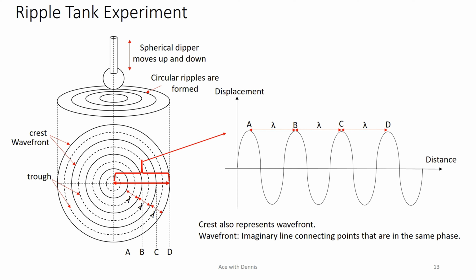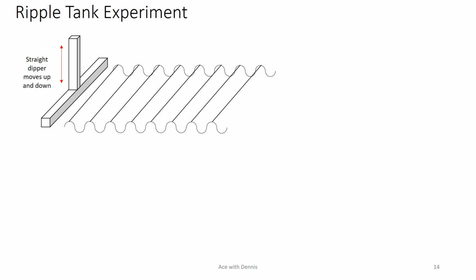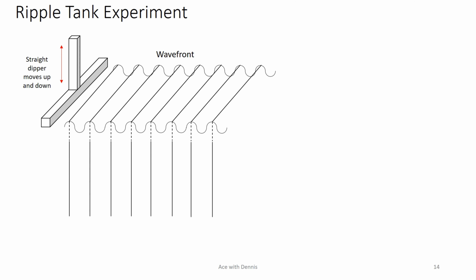What is a wavefront? A wavefront is an imaginary line connecting points that are in the same phase. So if we see this waveform as a three-dimensional shape and observe from the top, these lines are wavefronts. If the dipper is a straight dipper and moves up and down, it will produce this series of ripples. And if you watch from the top, you will see this series of wavefronts. The distance from crest to crest is the wavelength, lambda.